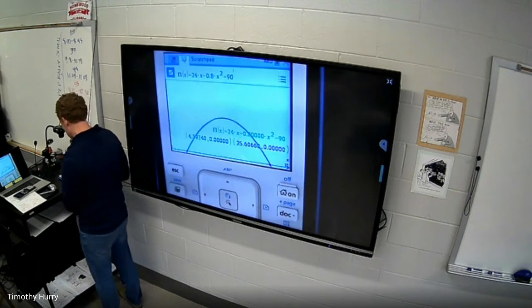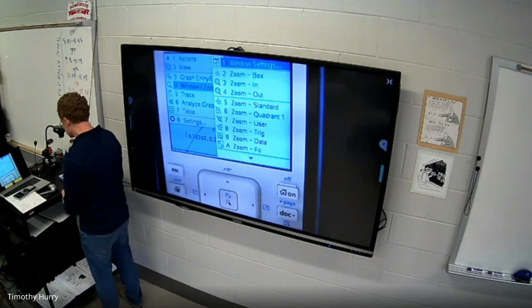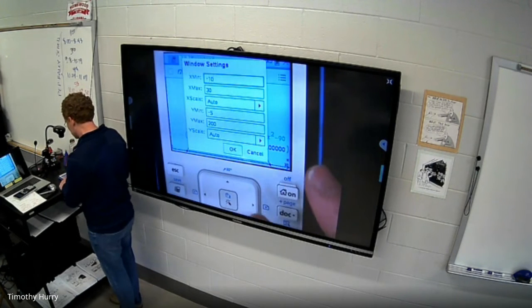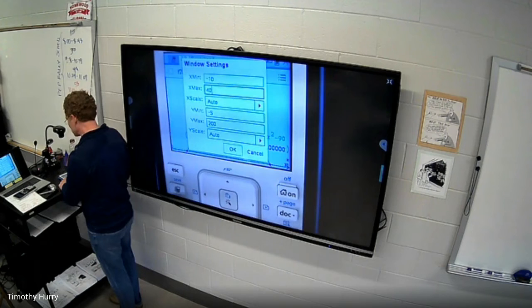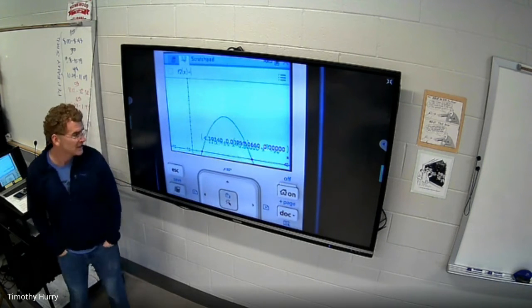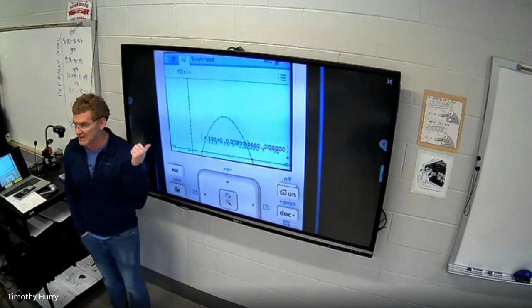And then once I have it in there, I'm going to go to menu, window, window settings. Like before, if you want to go from -10 out to 35 or 40, great. For the min, if you want to go from -10 up to 200 to make sure you see the whole thing, great. And you graph it and you see it. I just have to find the roots now, the zeros. How do you do that on this thing?